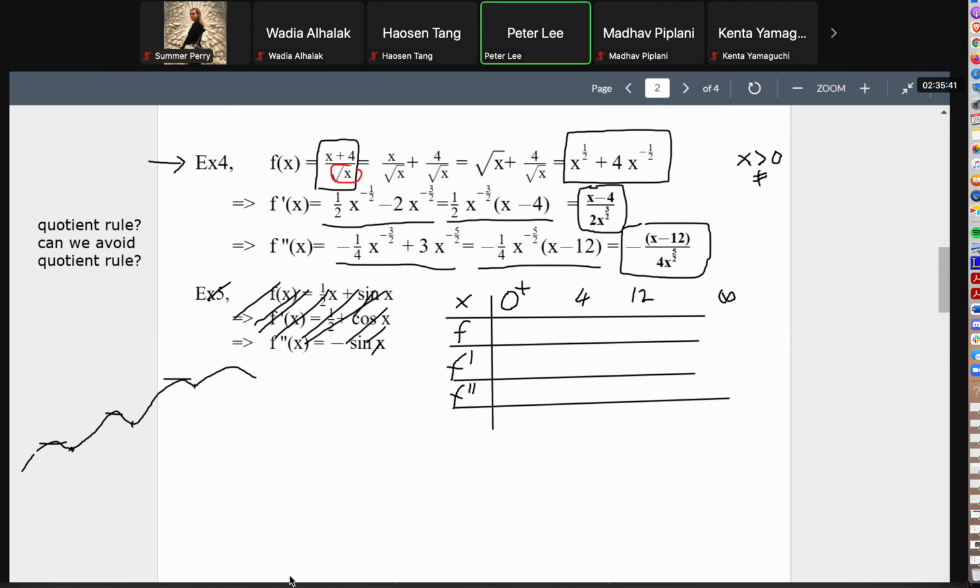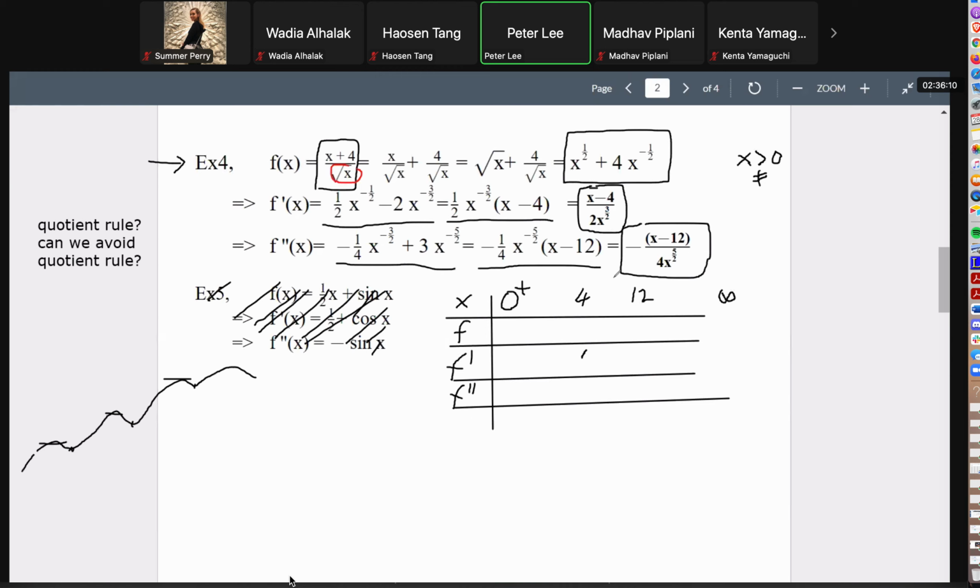Do all of you now see why we put that 0 plus there? Because 0 is not part of the domain. If you have square root of x in the numerator, then we would just put a 0. But in this case, 0 is not part of the domain, so the best we can do is we put 0 plus. That's what we can put. Okay? So now let's see f prime. F prime is 0 when x equals 4.